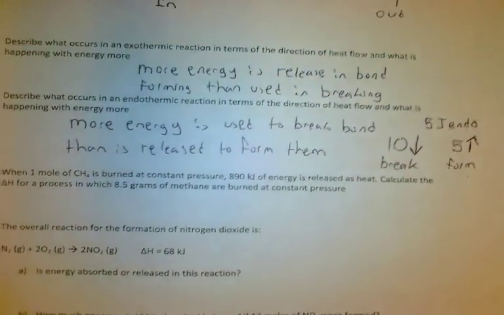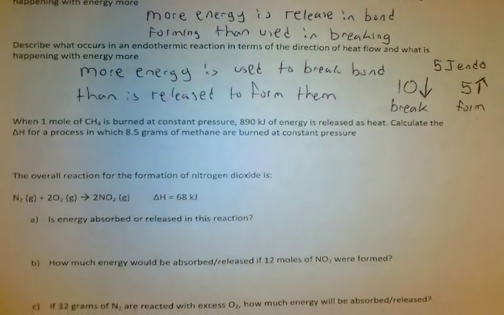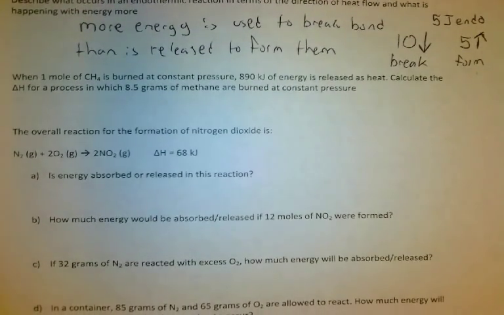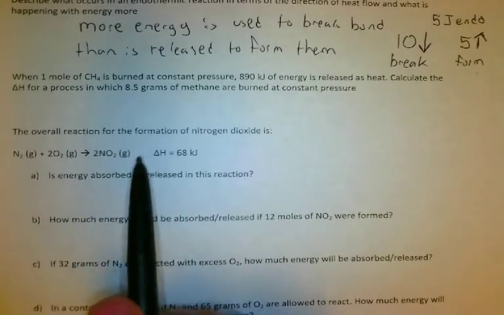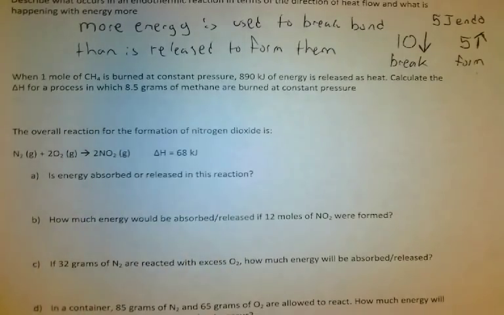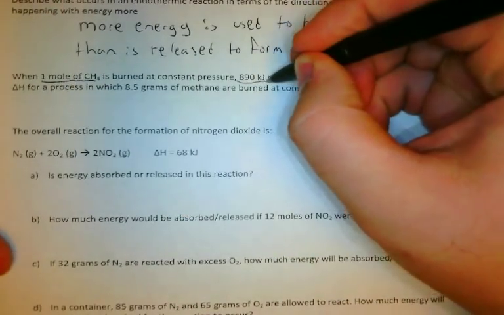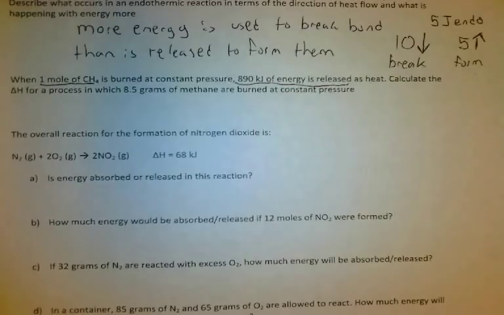So the next piece of our review guide goes over the stoichiometry that we can do with energy changes. So the first one is basically what we've been seeing, like right here with the balanced equation, except it is just written in a sentence. It says when 1 mole of CH4 is burned at constant pressure, 890 kilojoules of energy is released. Calculate the change in energy for a process in which 8.5 grams are burned. So we know that when 1 mole is burned, 890 kilojoules is released. That's our ratio. That is what we can do our conversion with.